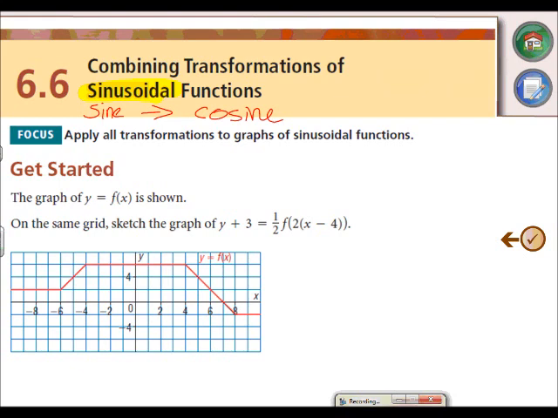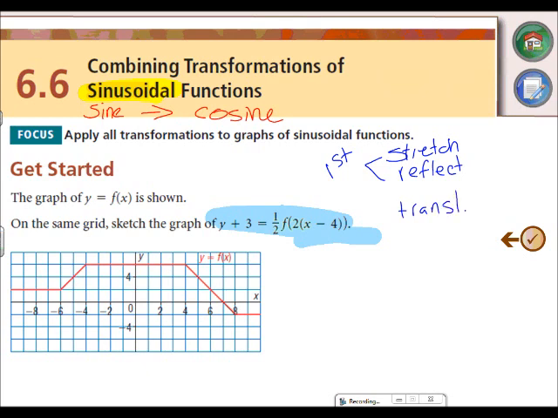Just a quick reminder on your transformations. So we've got y equals f(x) going to this whole jazz there. Let's start with our stretches. It's always stretch and reflect. You can do those in either order. Sometimes we'll reflect before stretching, sometimes stretch before reflecting. But those have to be done before your translations. That has to be done last.